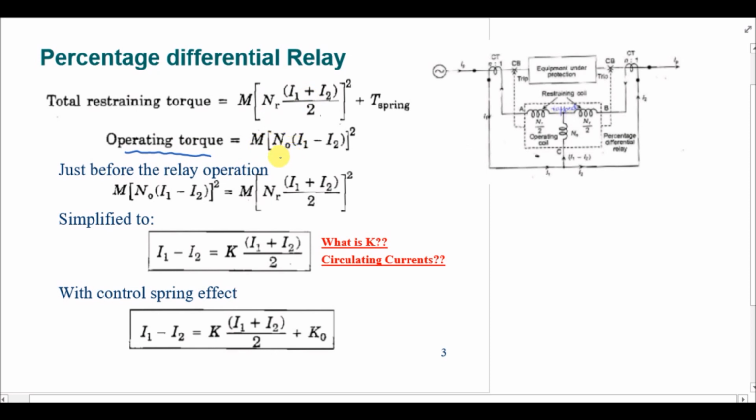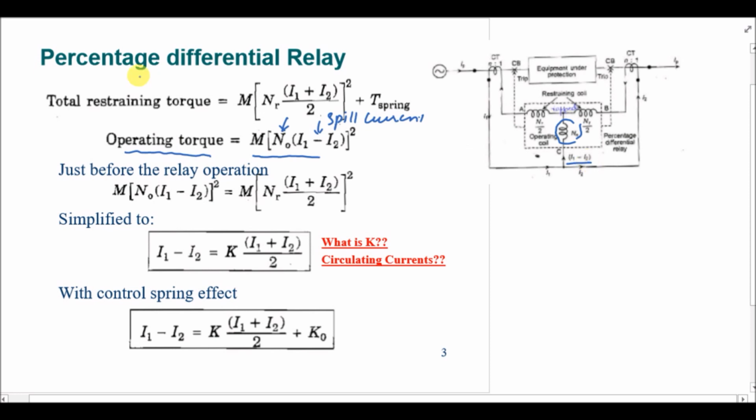and we will get the formula m into n naught (I1 minus I2) whole square, and this n naught is actually the number of turns in the operating coil, and I1 minus I2 is the spill current that is being passed through the operating coil. So this is your operating coil. The current that is passing through n naught is I1 minus I2.